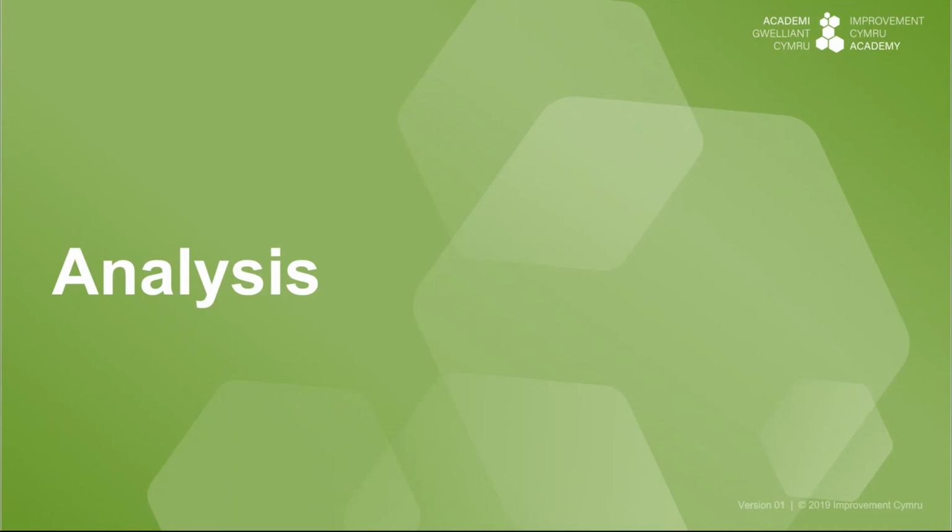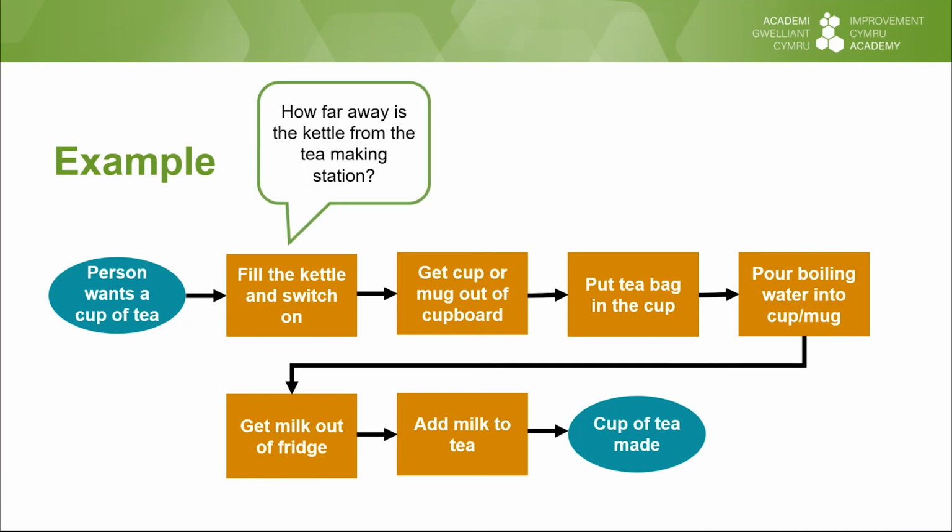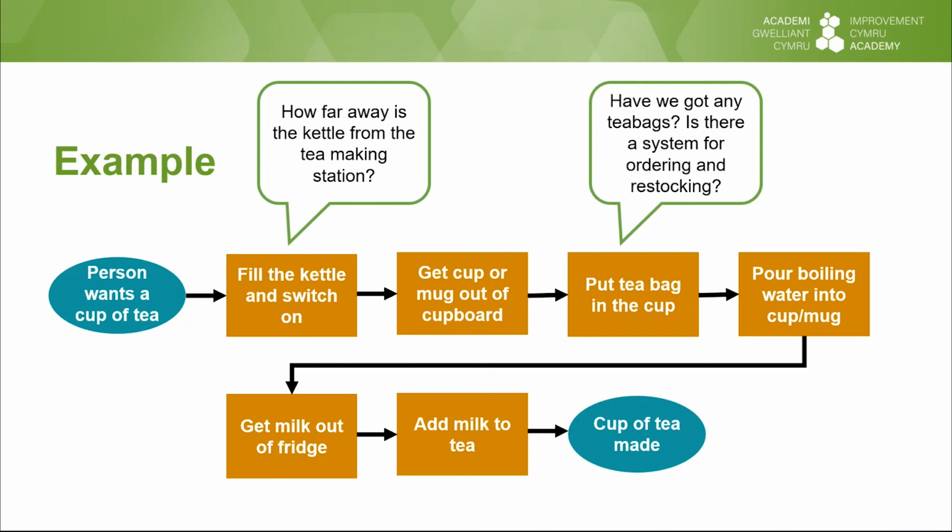Once we have mapped the process, we need to analyse it and consider how it can be improved. So going back to our making a cup of tea example, we can start to ask questions such as, is the kettle located near to the tea making station? Is there wasted time through unnecessary travel and movement? Have we actually got any tea bags? Is there a system in place to identify when they are running out and buy some more?